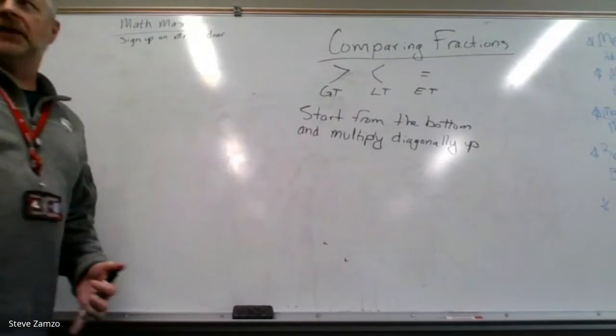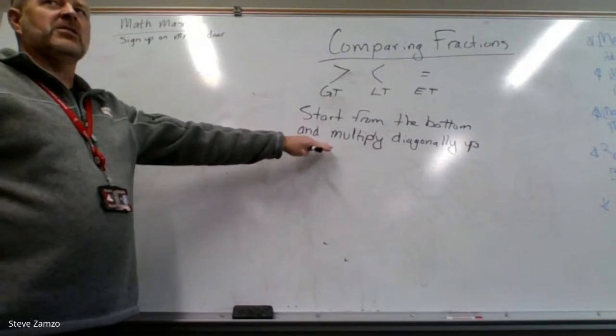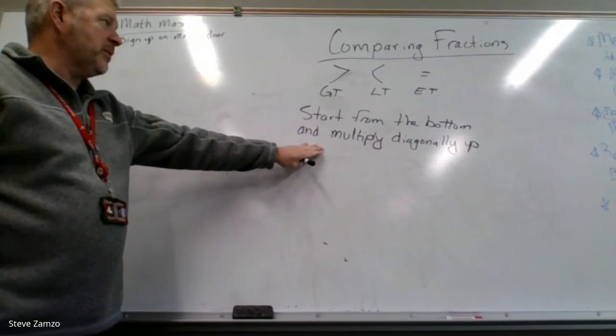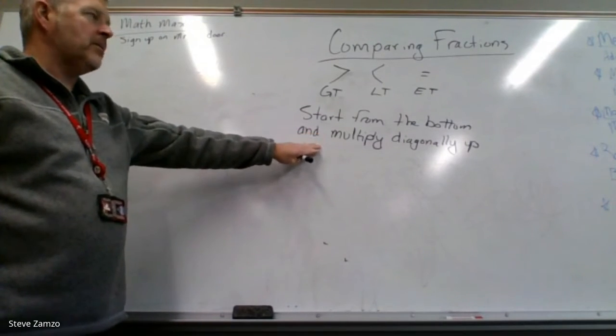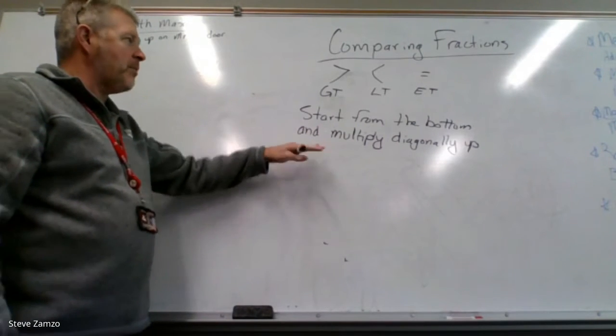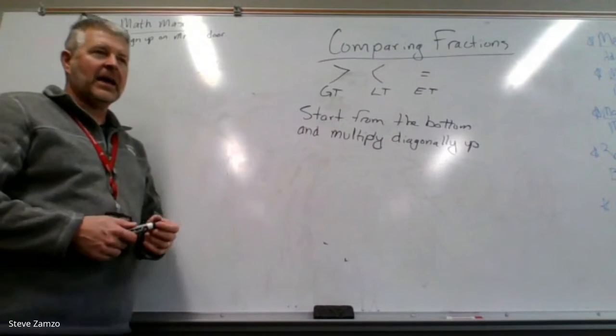All right, and we're back. So we're going to write this down, and this will make sense after I show you what it means. But you're going to start from the bottom and then multiply diagonally up. So write that part down. Start from the bottom and multiply diagonally up.